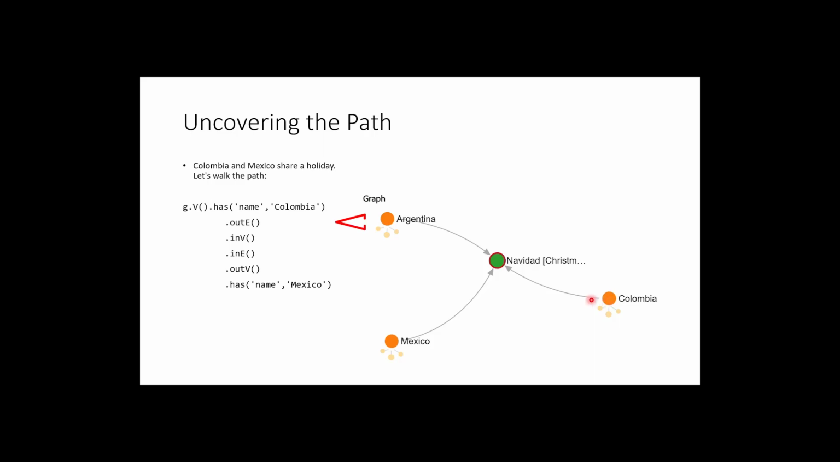We're going to go outE, so we're going to follow this. This follows all the edges going out of Colombia. Then inV. And then we want all of its edges that are coming in. So this relationship coming in, and this relationship coming in. There are 3 arrows pointed at Navidad. They're coming from Argentina, Mexico, and Colombia. Now we need to go outV to the vertices, the actual nodes. And that's how we got there.